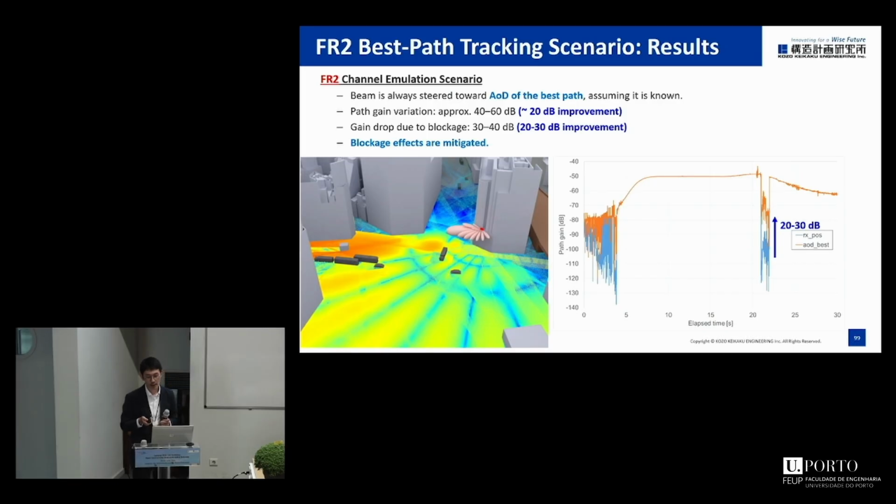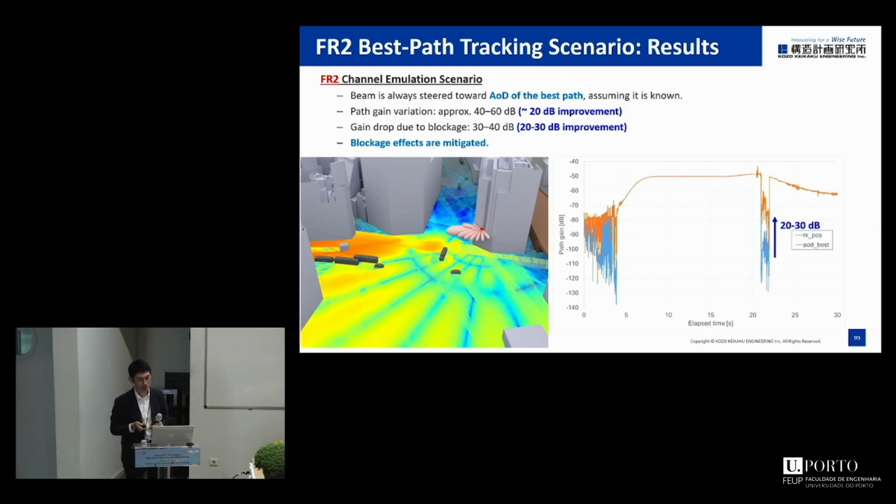So this is another FR2 scenario where the gNodeB knows the angle of departure of the best path and always steers the beam in that direction. This is the ideal simulation-based case. So when the line-of-sight path is blocked, the beam is redirected toward the strongest non-line-of-sight path to recover the gain.